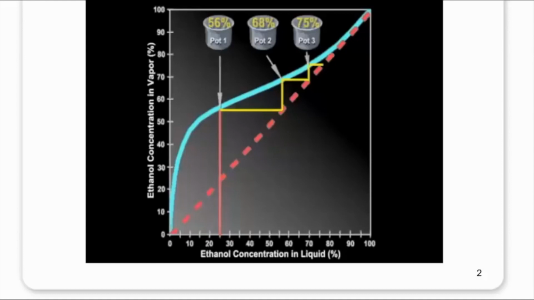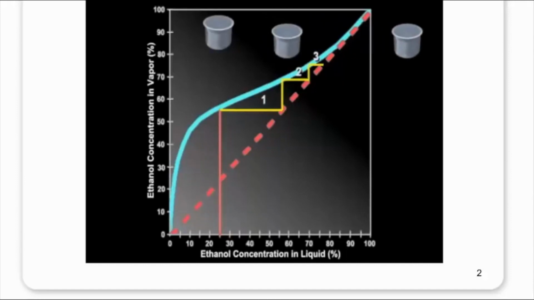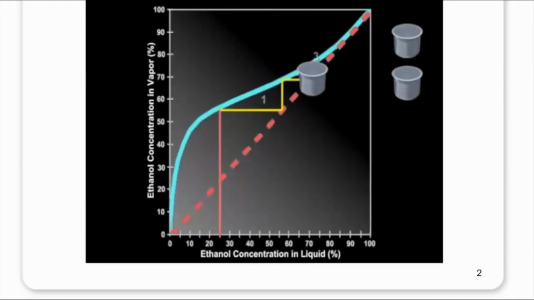Each one of these steps is called a stage. It takes 3 stages to produce a product with an ethanol concentration of 75% from a liquid mixture with an initial ethanol concentration of 25%.